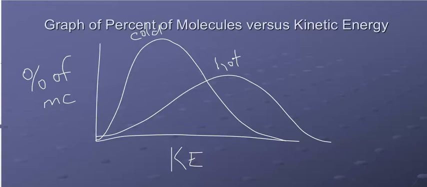And here's what I mean in terms of percent of molecules versus kinetic energy. Some of the molecules at the cold temperature have kinetic energies way over here, low kinetic energies. But even at a cold temperature, some molecules have a kinetic energy way over here, very high kinetic energy for a cold temp. Most of the molecules, though, are going to be right here at the peak. This is my average kinetic energy at the peak.